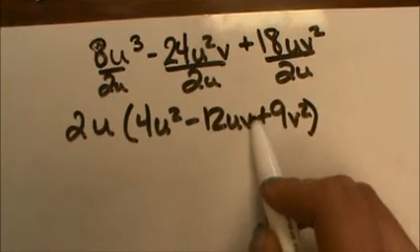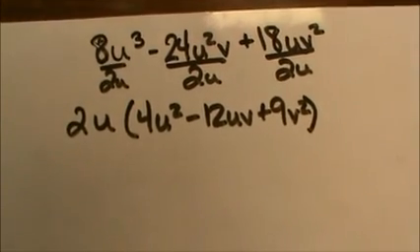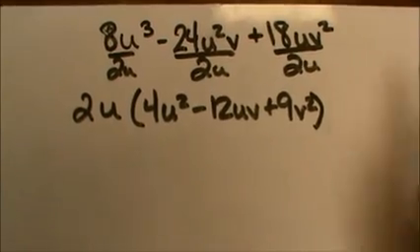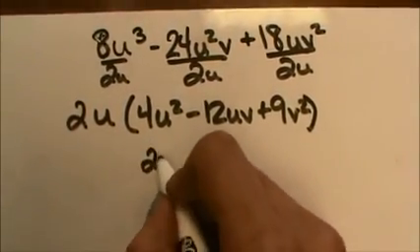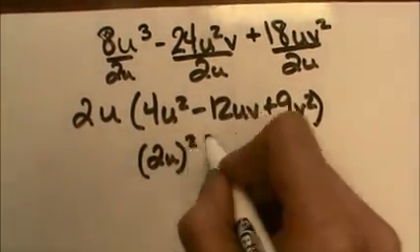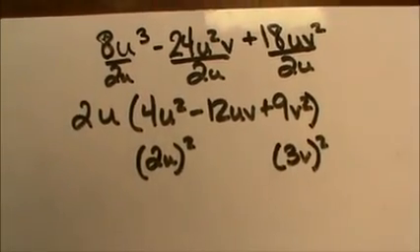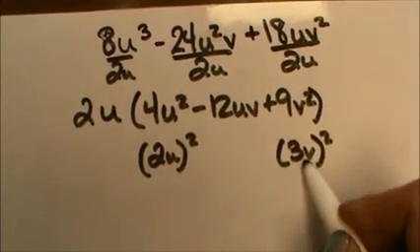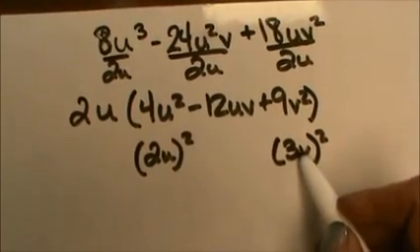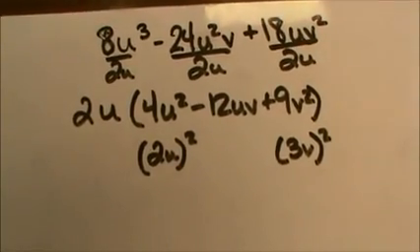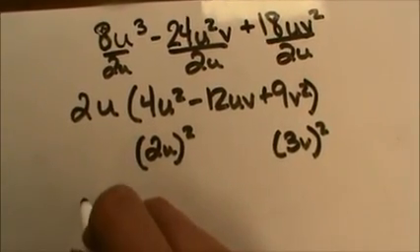I have 3 terms left. First thing I'm going to check for is if it is a perfect square trinomial, PST. This is a perfect square, it's 2u squared. This is a perfect square, it is 3v squared. 2u times 3v is 6uv. Twice that is 12. So this does fit the pattern of a perfect square trinomial.